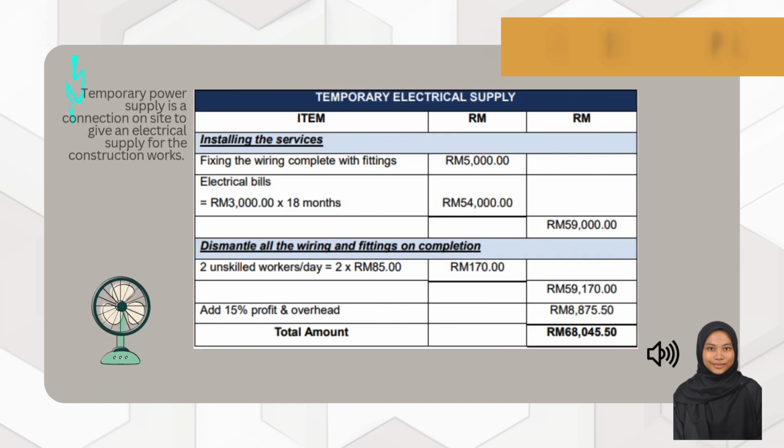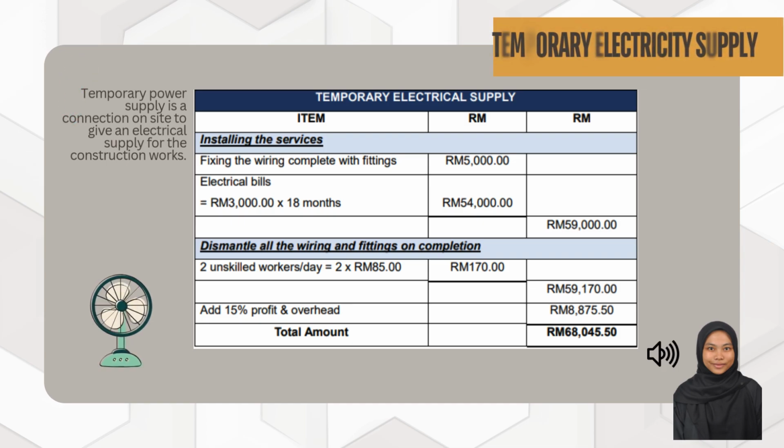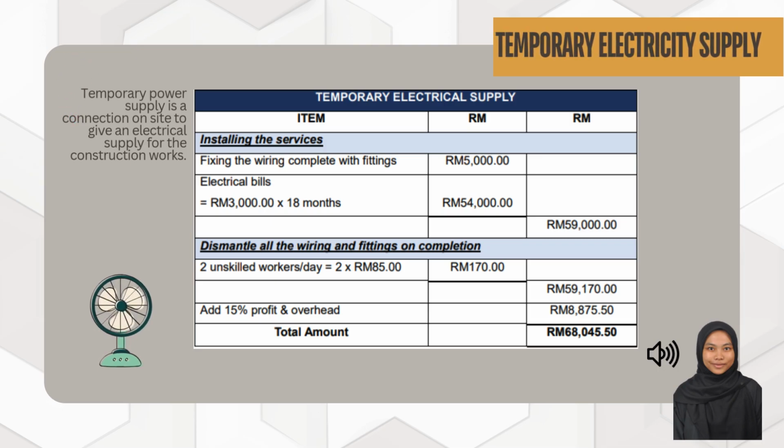The next item to be considered is temporary electricity supply. Temporary power supply is a connection on site to give an electrical supply for the construction works. Cost components to be considered include the wiring cost and other related equipment, monthly bill, deposit to the relevant authorities, and dismantle costs after completion of the project.